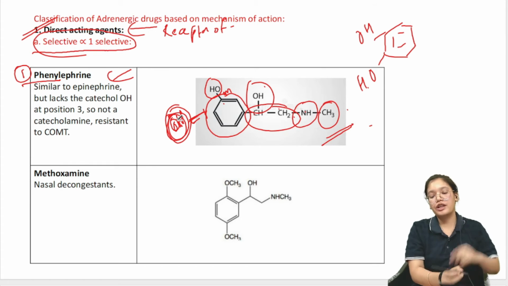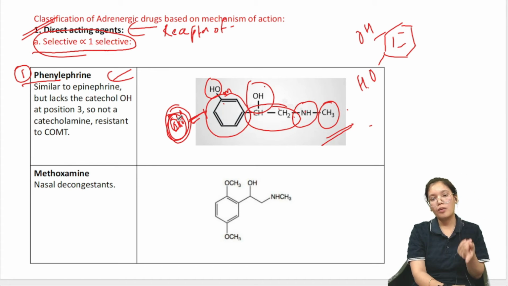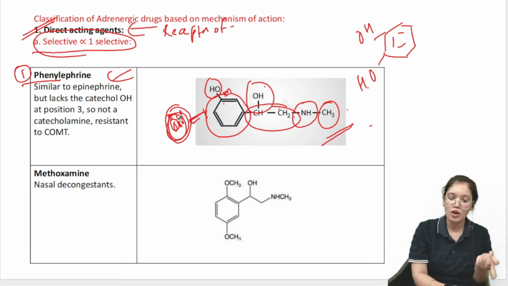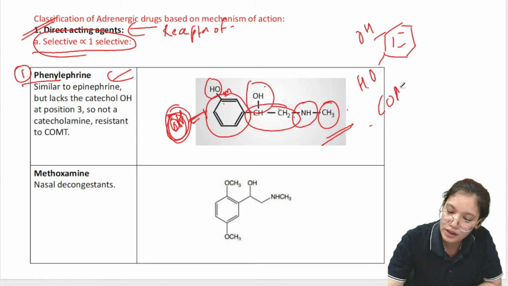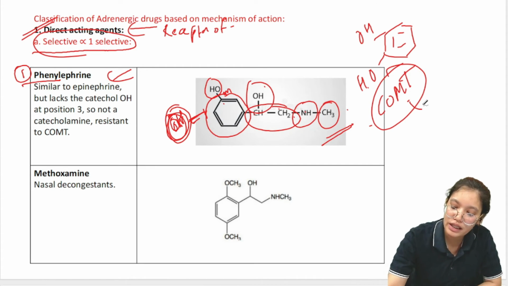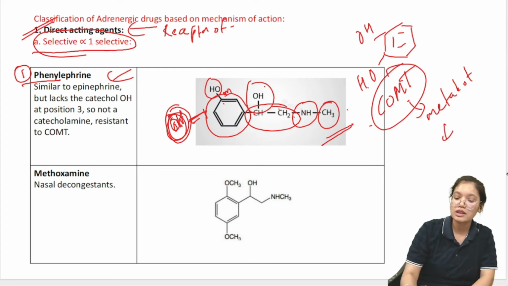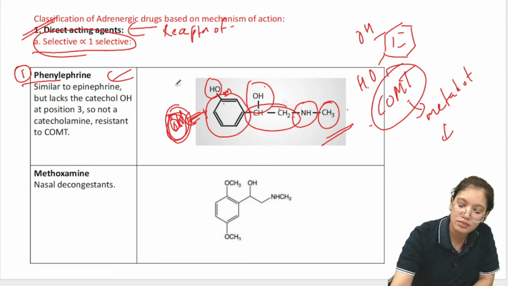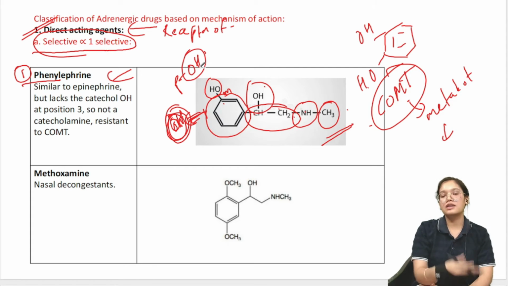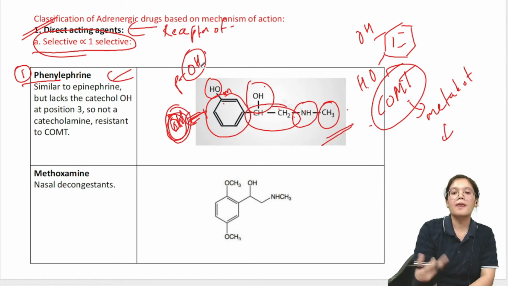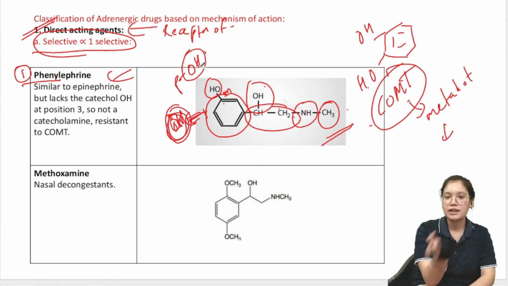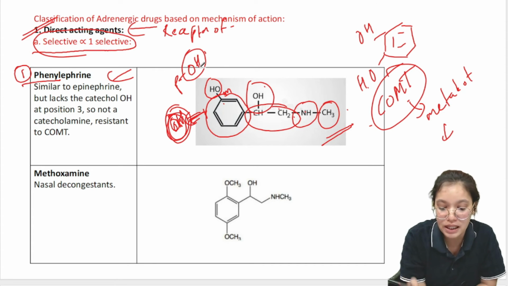Now this phenylephrine is resistant to COMT. Now why is it resistant to COMT? As COMT is only able to metabolize those drugs which have a catechol ring. Now as at para position the OH is removed, so now this is not a catechol ring. So the COMT will not be able to metabolize this chemical structure, this drug.